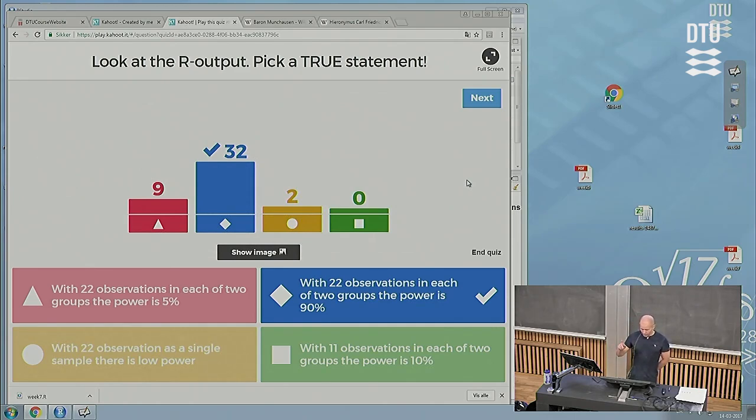We had a situation of high power. The power was 90%. That's the relevant size of power, right? Power should be high, 80-90%. And those outputs, it told us 22 observations in each group. That was a recap of last time, power.